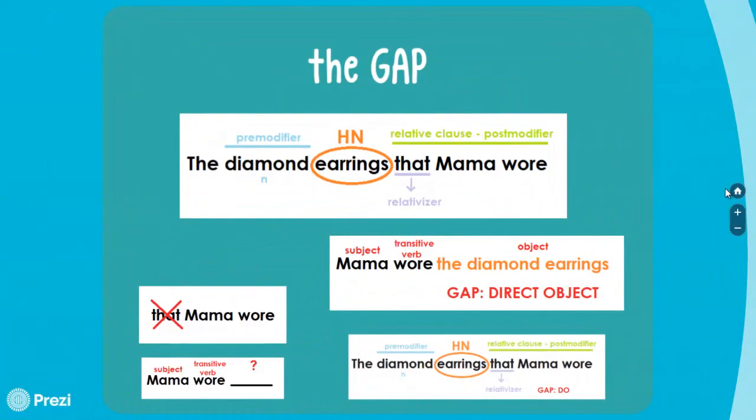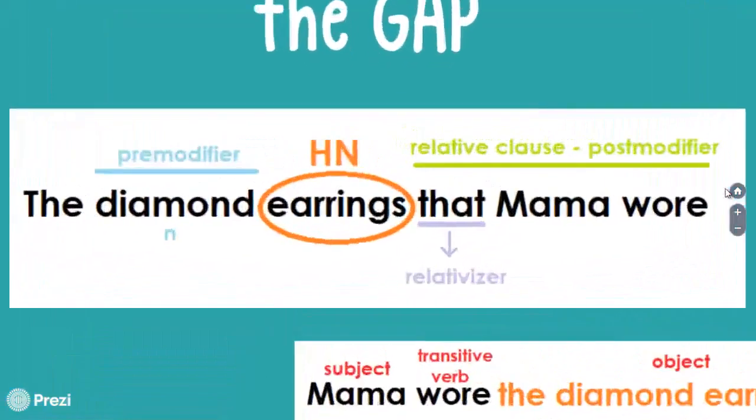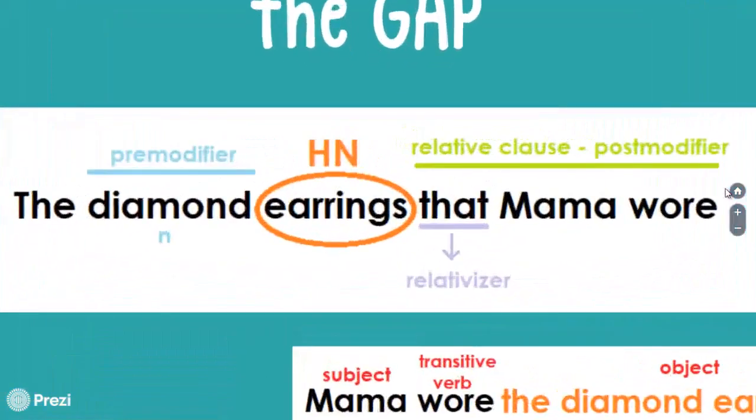Let's consider this example to show the gap position. Let's first identify the components of this clause. Please note that in this case we have a complex noun phrase made up of a head noun, which is earrings. In this case, this head noun has a pre-modifier, which is a noun, and it also has a post-modifier, which is a relative clause. This relative clause begins with the relativizer that, and as we know this is a relative clause, we need to find the gap position.